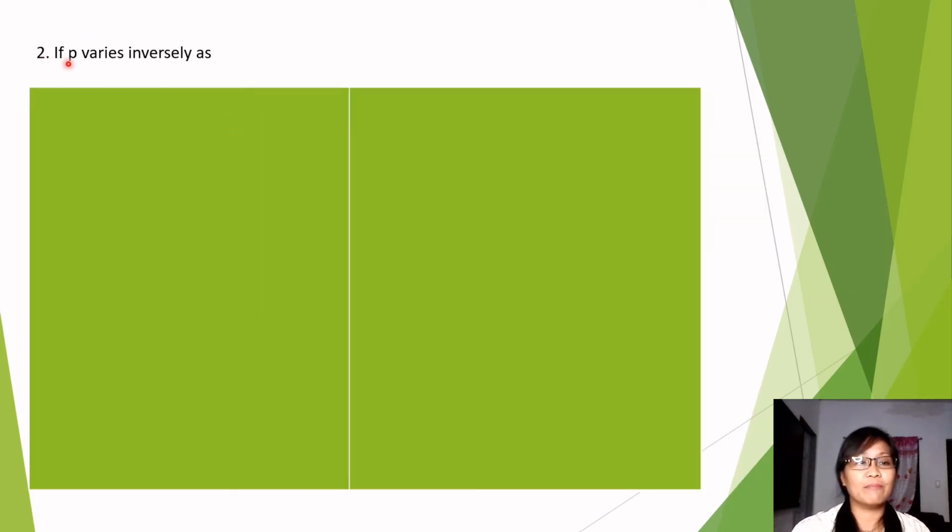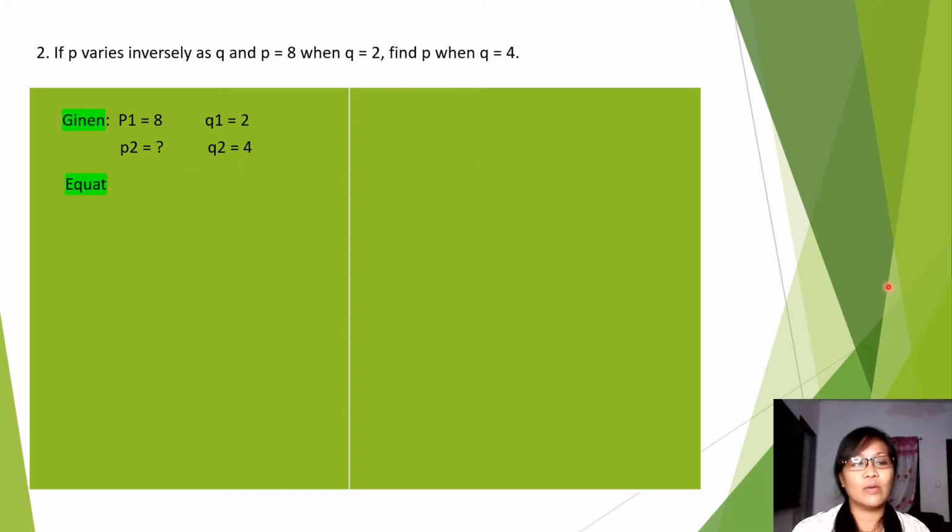Example number 2. If P varies inversely as Q and P is equal to 8 when Q is equal to 2, find P when Q is equal to 4. So find the given first. P sub 1 is 8, Q sub 1 is 2, and P sub 2 is the unknown, and Q sub 2 is equal to 4. Next, the equation for our variation: P varies inversely as Q, so we have P is equal to K over Q. And for our constant, K is equal to P times Q.